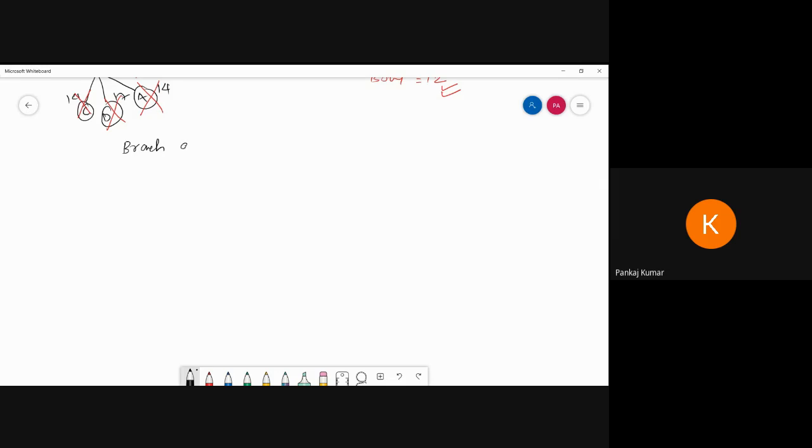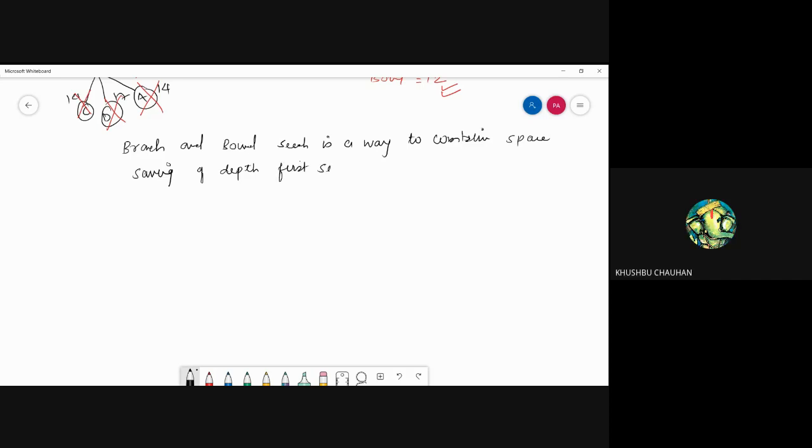Branch and bound search is a way to combine the space saving of depth first search, depth first with heuristic value.